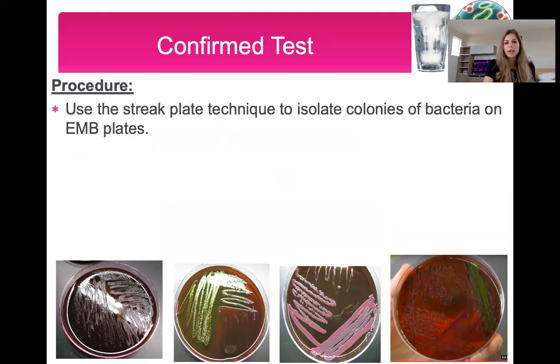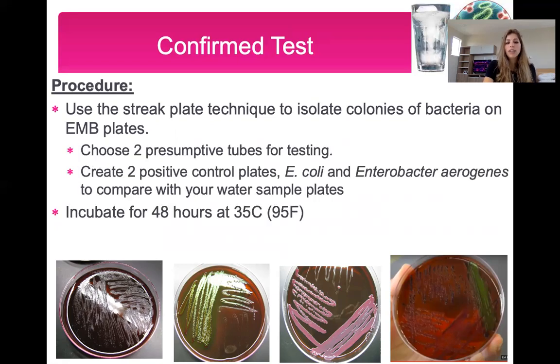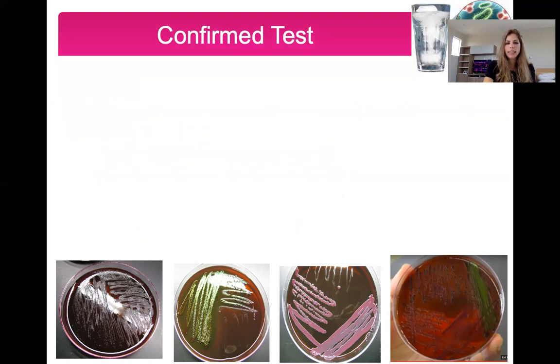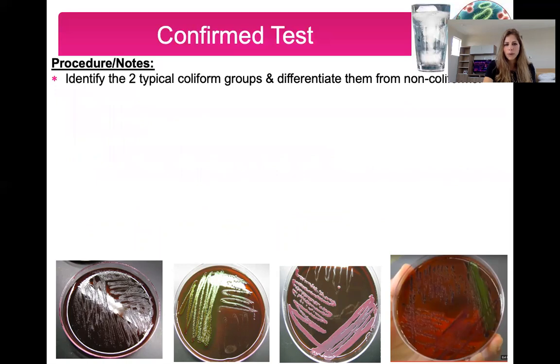So you're going to use the streak plate technique, and you're going to streak your bacteria on EMB plates. So you're going to streak it from your positive presumptive plates, and this is a confirmed test. And you're going to incubate for 48 hours at 35 degrees Celsius, and then you get the results. So the main thing we want you to know is to identify the 2 typical coliform groups and differentiate them from non-coliforms. Remember that on the EMB plate, we can have 3 things grow.